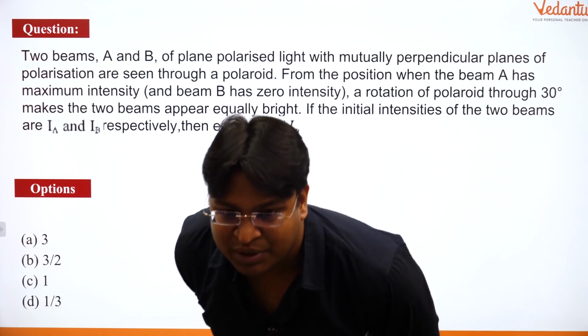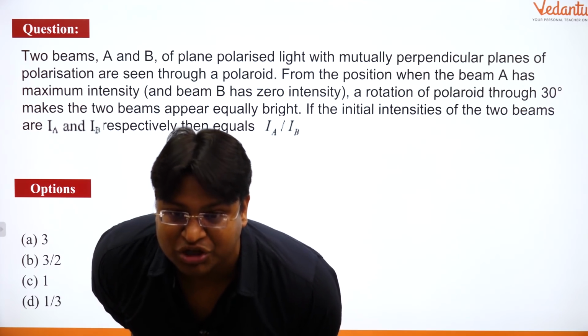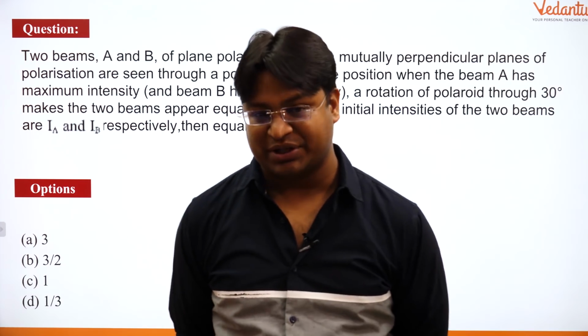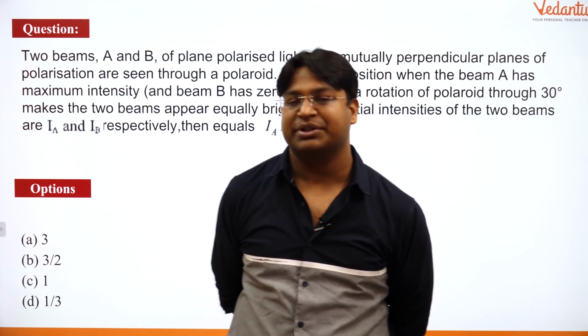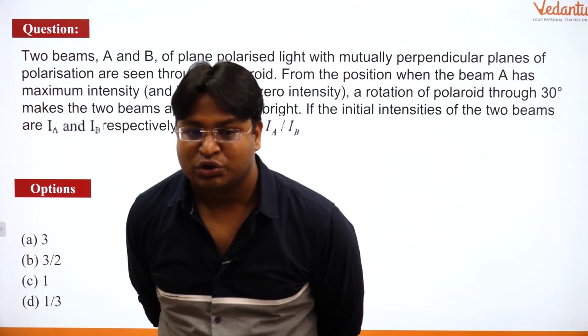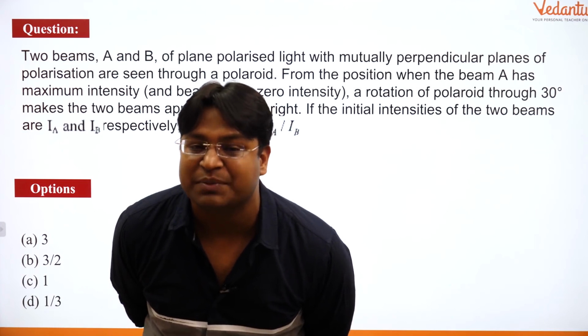Again, a question on polarization. I think two beams A and B of plane polarized light with mutually perpendicular planes of polarization. So we have two already polarized beams in this question. We have not completed reading the question, but from what I have read until now, we can see that we have two beams which are already polarized and their planes of polarization are perpendicular to each other.